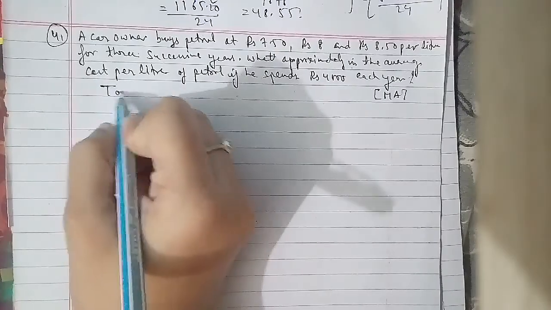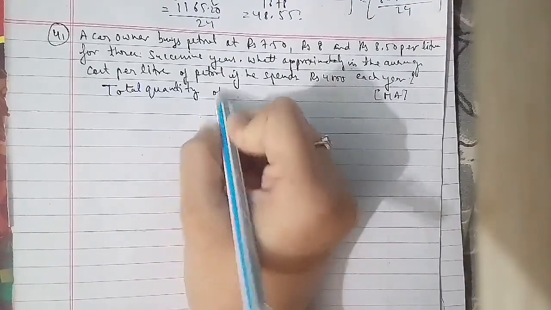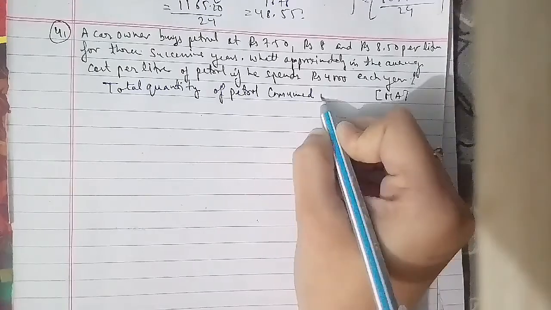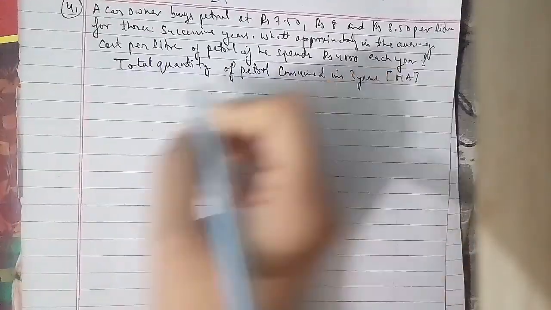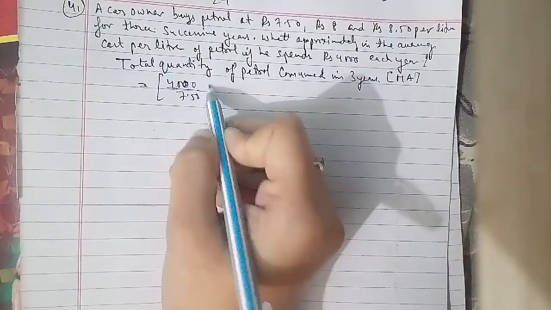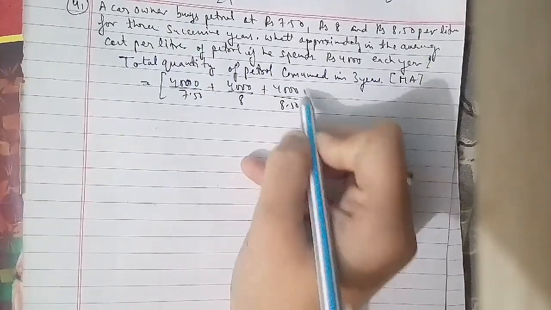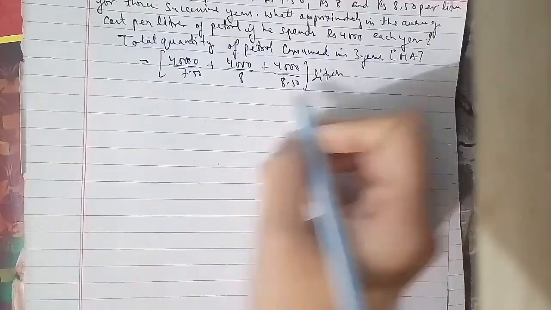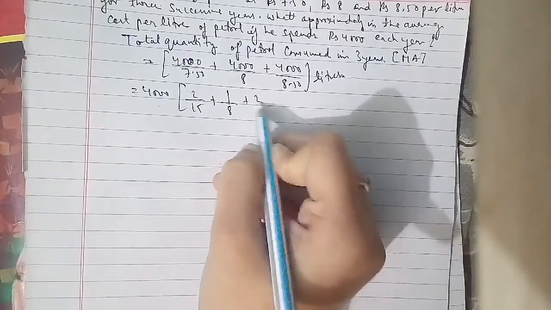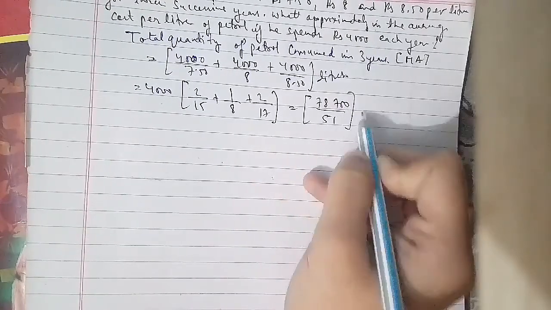So total quantity of petrol consumed in 3 years equals 4,000 upon 7.50, plus 4,000 upon 8, plus 4,000 upon 8.50 liters, which equals 4,000 into (2 upon 15 plus 1 upon 8 plus 2 upon 17), that is equal to 787,000 upon 51 liters.